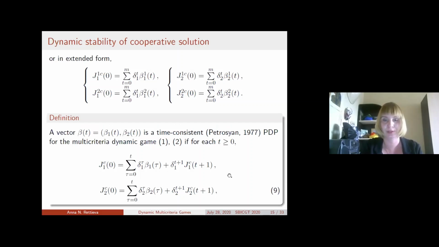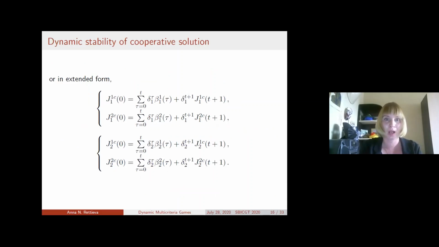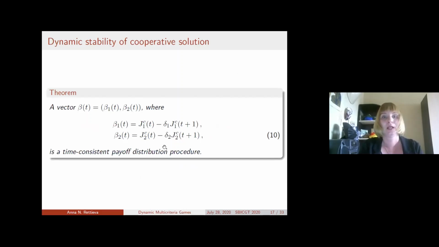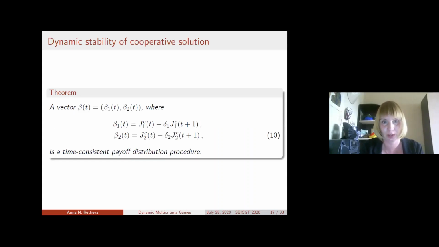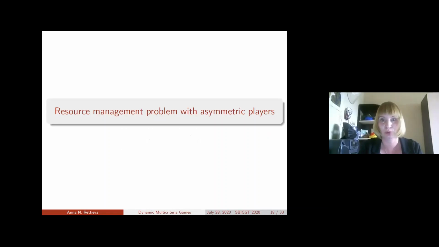So the main idea is that the players along the game path have the same optimality principle, so they don't have an incentive to deviate from cooperation. And we can present an explicit form for this asymmetric setup of the dynamic multi-criteria game, so that this vector beta will be a time-consistent payoff distribution procedure. So you remember what we did. We calculated the non-cooperative and cooperative equilibria, and we presented the payoff distribution procedure. And next I will show you an example, the resource management problem with asymmetric players, with all those approaches.